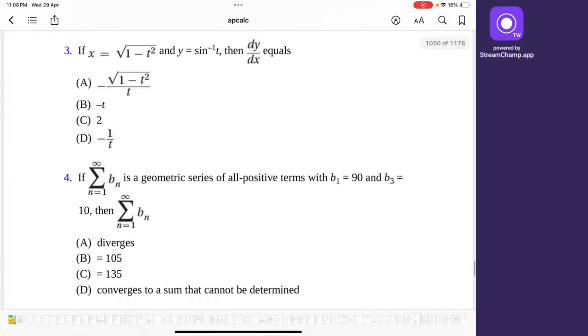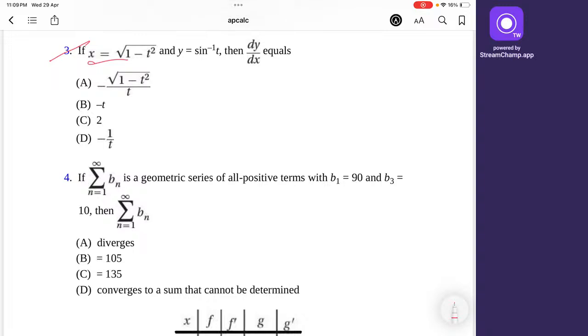Now let's look at question C. So we have been given x is square root of 1 minus t square, y is sine inverse t. We have to find dy by dx. So let's do parametric differentiation. So dy by dx is dy by dt over dx by dt.